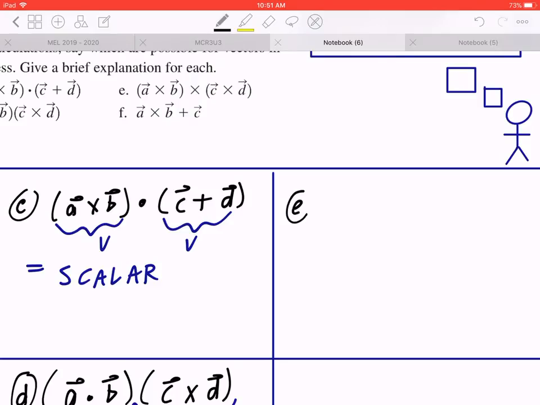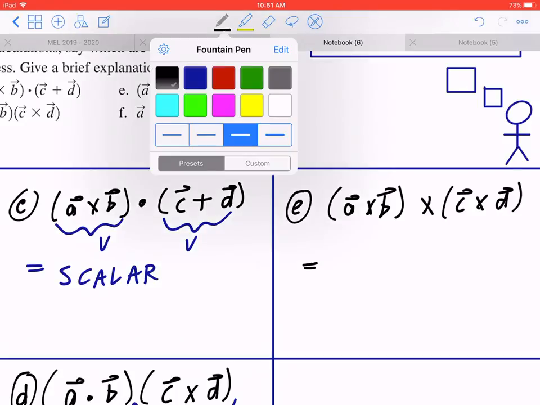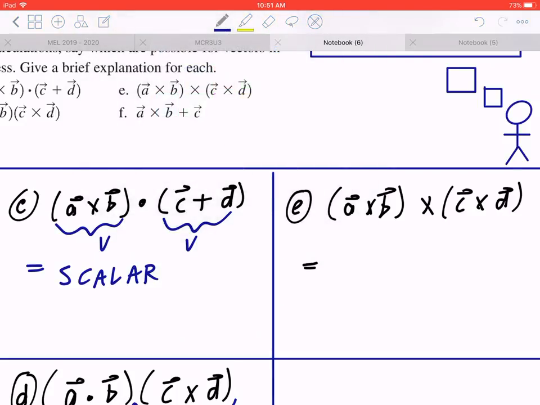Part E, if you take the cross product of A and B and the cross product of C and D, and you cross the resultants, again, if you cross two vectors, this will give you a vector. If you cross two vectors, this will give you a vector. And the cross product of two vectors is still going to be a vector.